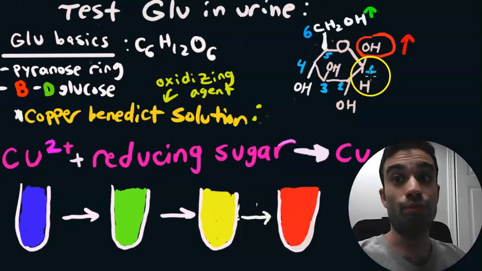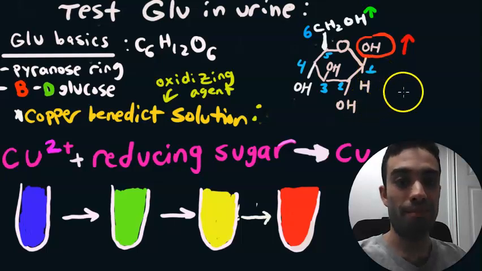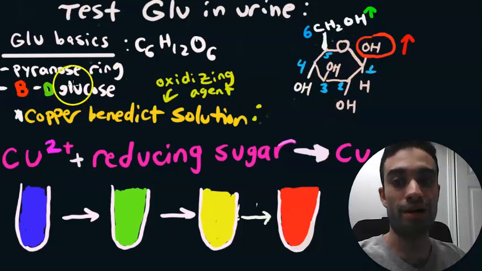In contrast, if we look at something like fructose, fructose is a furanose, which means that it has 4 carbons in its ring, but glucose has 5 carbons, so that's why it has a pyranose ring. I put it right here.